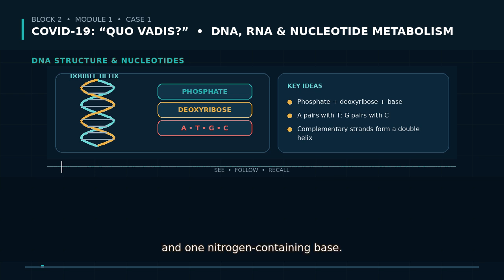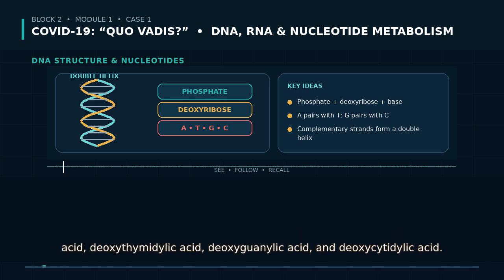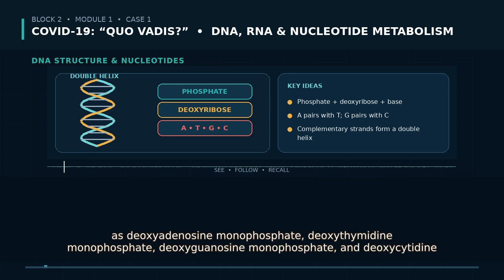The supplied notes use the older acid names deoxyadenylic acid, deoxythymidylic acid, deoxyguanylic acid, and deoxycytidylic acid. In modern biochemical language, these are more commonly described as deoxyadenosine monophosphate, deoxythymidine monophosphate, deoxyguanosine monophosphate, and deoxycytidine monophosphate. They may be shortened to dAMP, dTMP, dGMP, and dCMP, but the full names are clearer for narration.